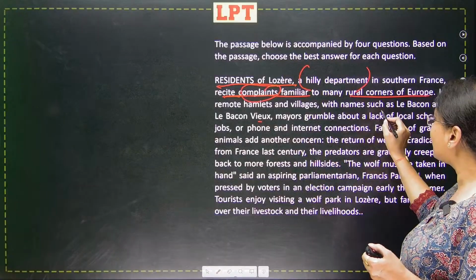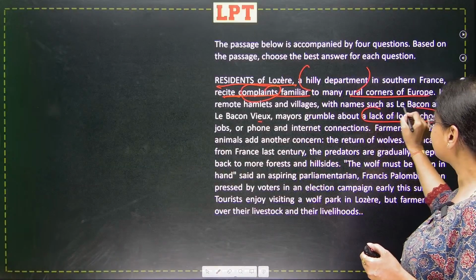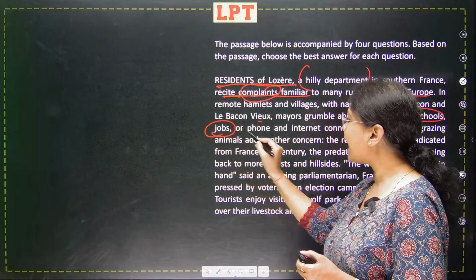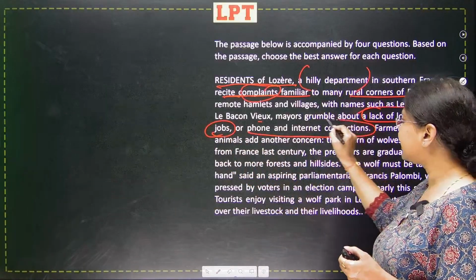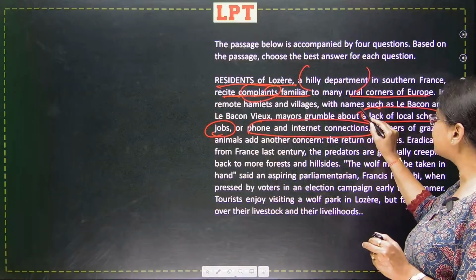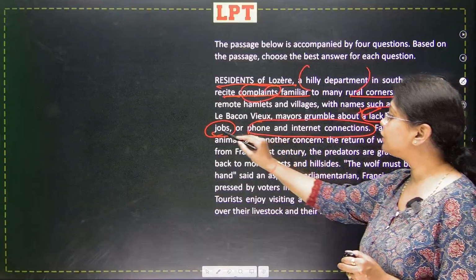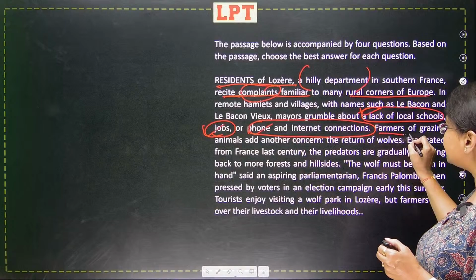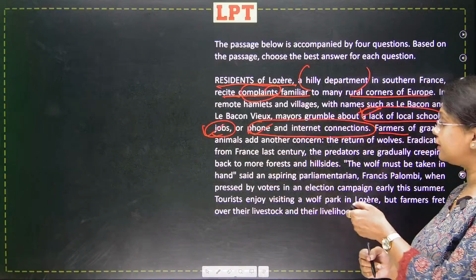Mayors grumble about the lack of local schools. So you have lack of local schools, then you have jobs and you have phone and internet connections. So this particular passage mentions three things. It talks about lack of local schools, it talks about jobs, it talks about phone and internet connections and so on. Let's go back to the question here and see to it.